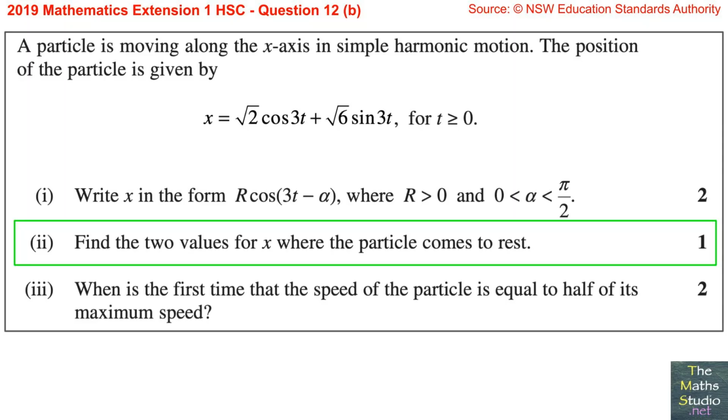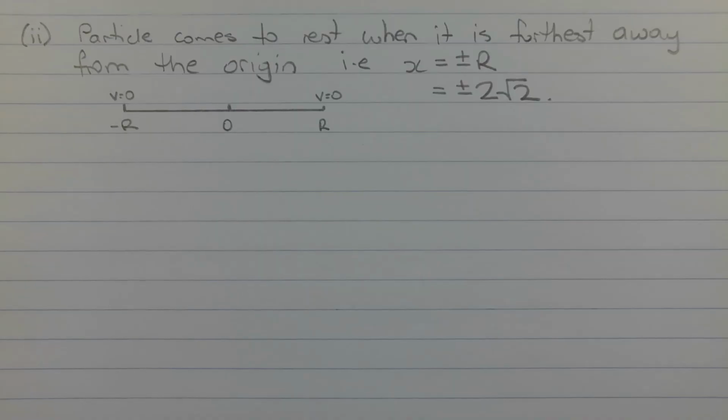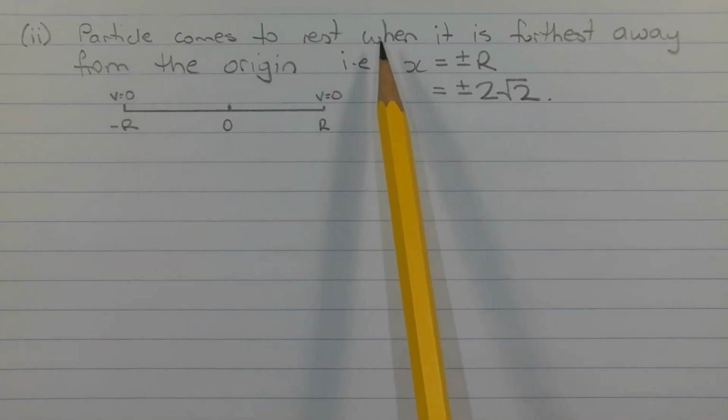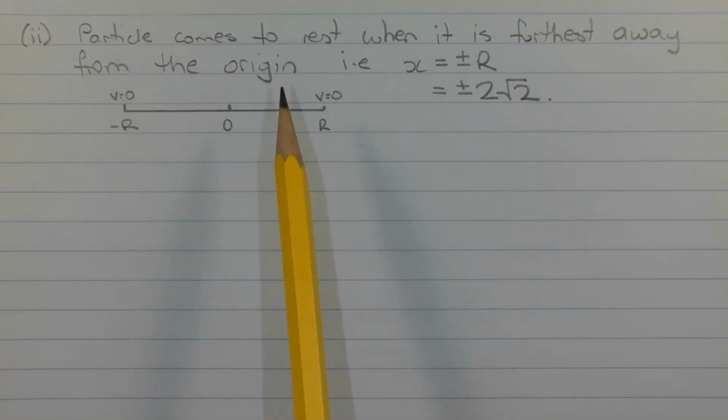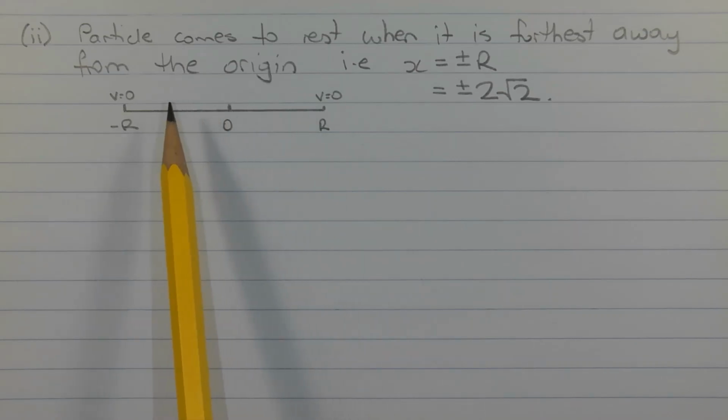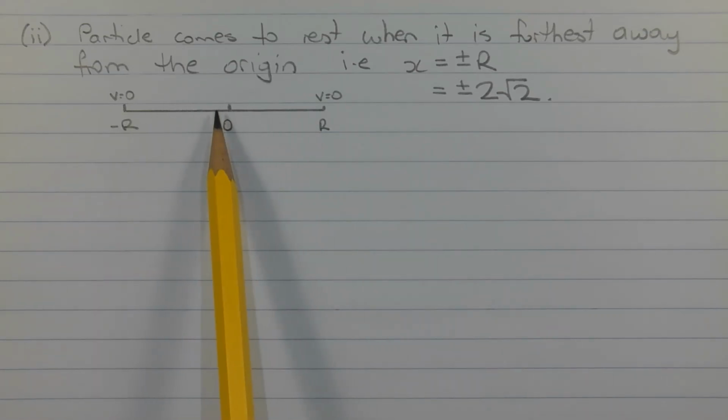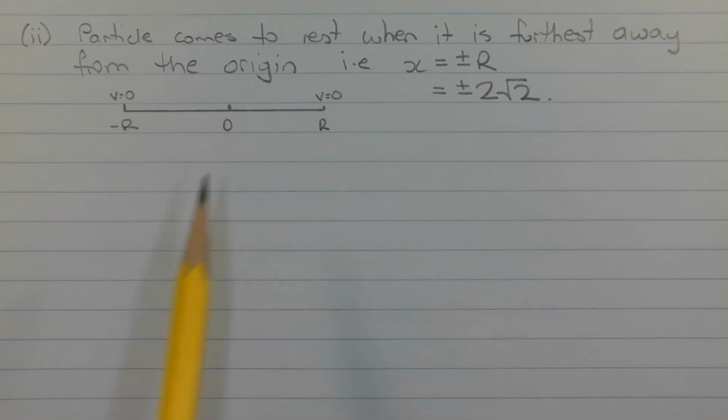Part 2. Find the two values for x where the particle comes to rest. The particle comes to rest when it is furthest away from the origin. Whether it is to the right-hand side or to the left-hand side of the origin, when the particle reaches the maximum extent or the maximum distance it can go, that's when the velocity is 0, and that's when it changes direction and then goes back the other way.